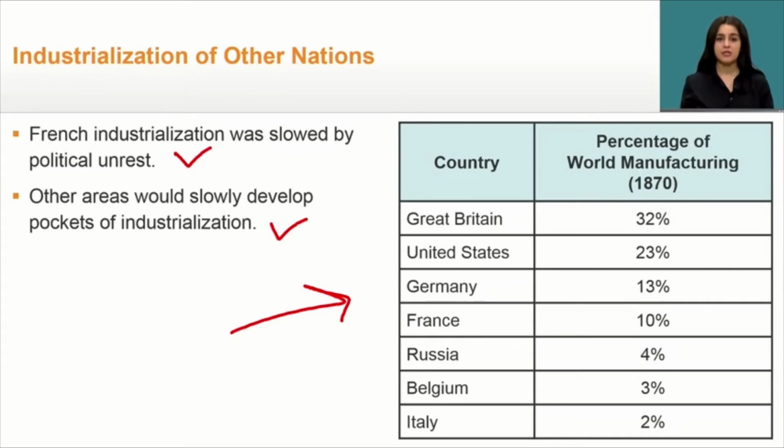This table shows the percentage distribution of the world's manufacturing production in 1870. Great Britain was leading the world in production of manufactured goods. Over the next 40 years, this would change as more and more countries industrialized. Now, let's take a look at the chart that compares the same countries but over two different time periods.